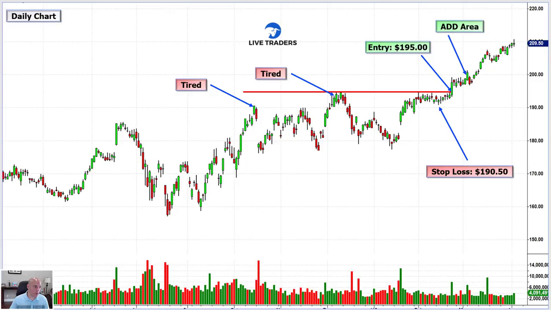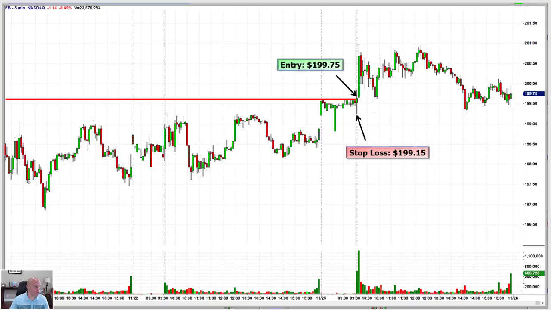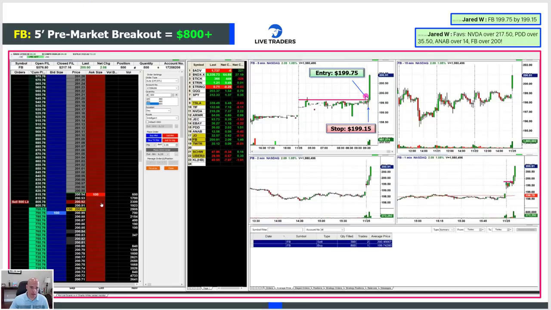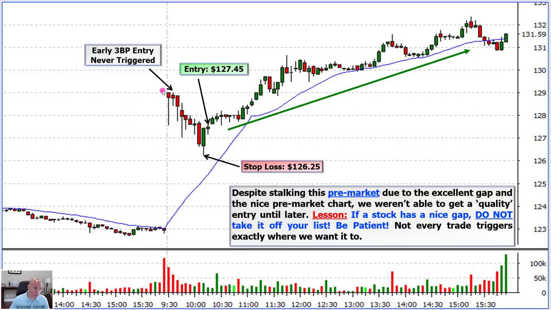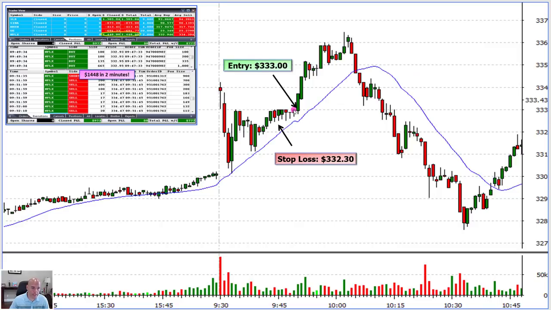All right, so normally in a perfect world, guys, I'll go back a couple of slides. In a perfect world, we're looking for a beautiful pre-market chart, just like this. Beautiful, 199.75, 199.15. The second the market opens, it looks like this. 931, 932, 933 in the morning, we're getting into this and we're making money literally in 2-3 minutes. That's perfect, but not every trade is perfect. Sometimes we have to wait. We look for a perfect entry, which is right here at 129, but we never got it. It never triggered. So we wait, okay? Just like this trade here on, what is it, Netflix, whatever it is. We wait, okay? So I hope that makes sense to you guys.